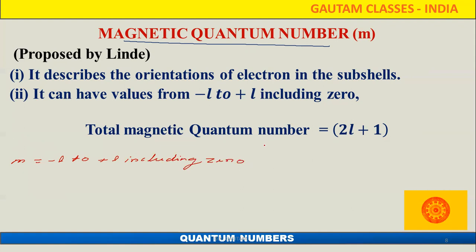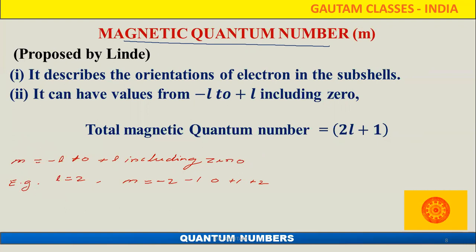Suppose I am taking an example here. What type of question comes in our exam? If it is given that l is equal to 2, the question will ask: find out the magnetic quantum number. Just now I told you the relation between the magnetic quantum number and the azimuthal quantum number is minus l to plus l including 0. So we can write minus 2, minus 1, 0, plus 1, plus 2. That is the magnetic quantum number.